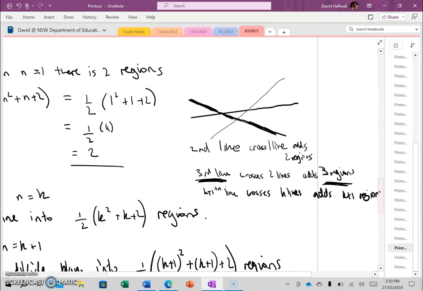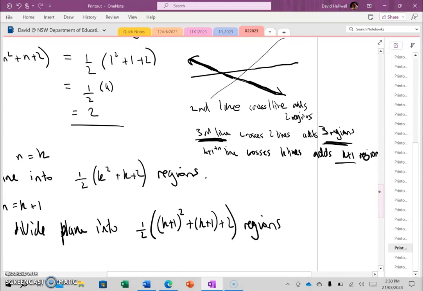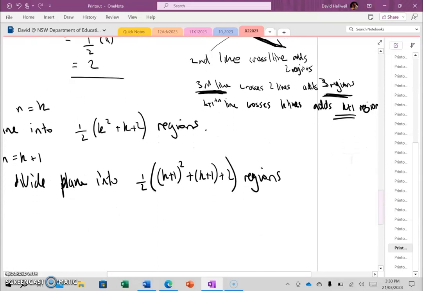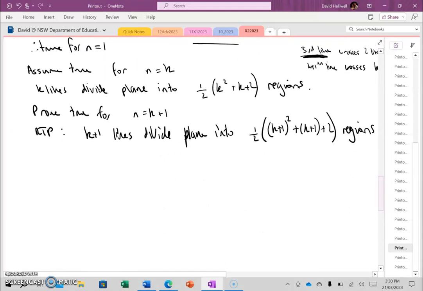Every time you cross a line, you introduce a new region. And I guess the extra plus 1 would be at the beginning. You start a new region even before you've crossed any of the lines. All right, so the key thing seems to be that we're adding k plus 1 regions. The k plus 1 line will add k plus 1 regions, and hopefully that will get us to where we need. All right, so let's see how we can draw this.